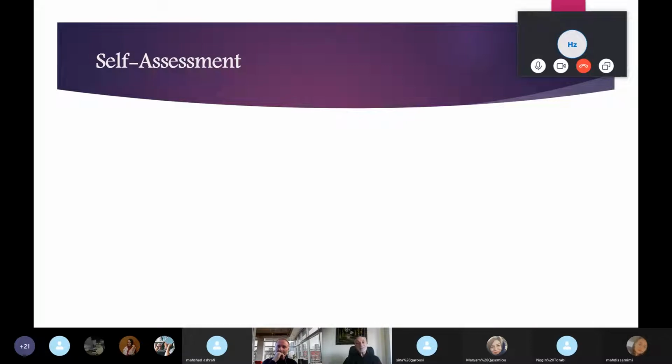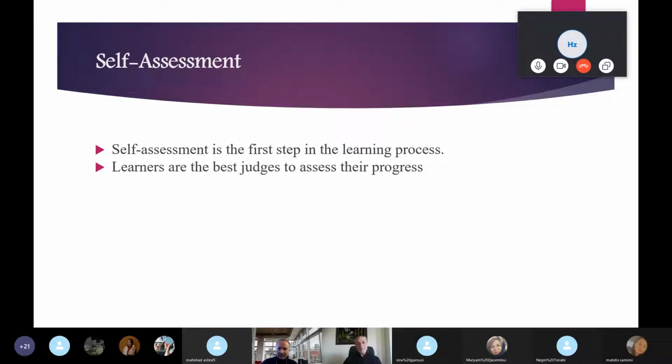One is self-assessment. As I said, we don't believe students can assess themselves. They would overrate themselves, underrate themselves, depending on their personality. That is fine, but that is the first step in the learning process. Nobody can assess me better than I can if I am honest with myself. Learners are the best judges to assess their progress.